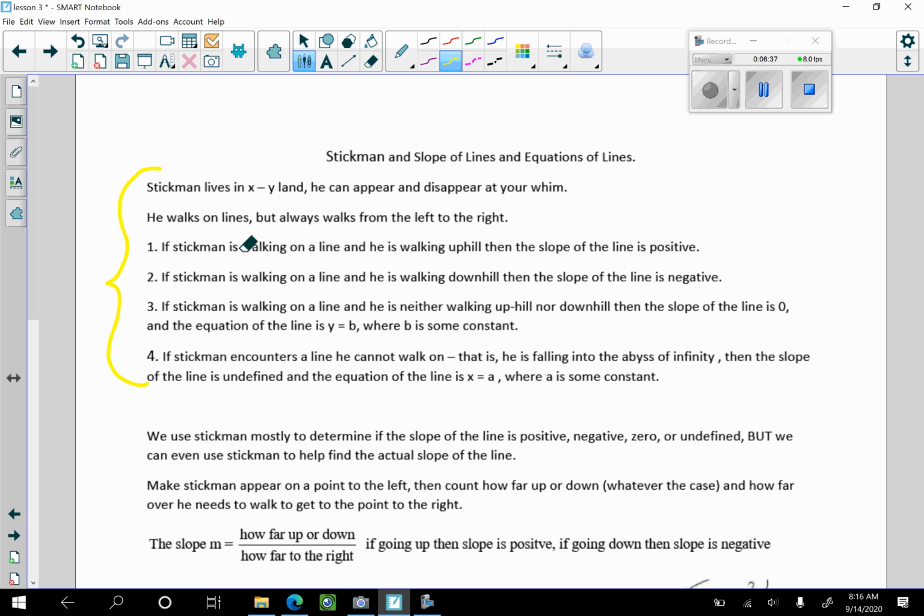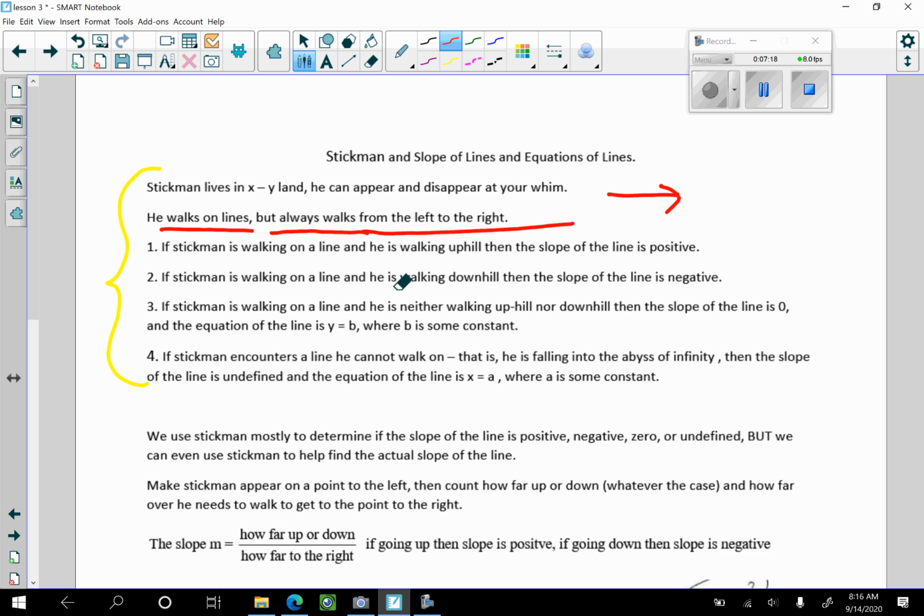Okay, so all that theory, all that abstractness that I just talked about is very simple. Stickman lives in xy land. You can make him appear and disappear at your whim. Stickman walks on lines, but always from the left to the right, and that's why I define the second x-coordinate to be greater, so that he's always walking from the left to the right.